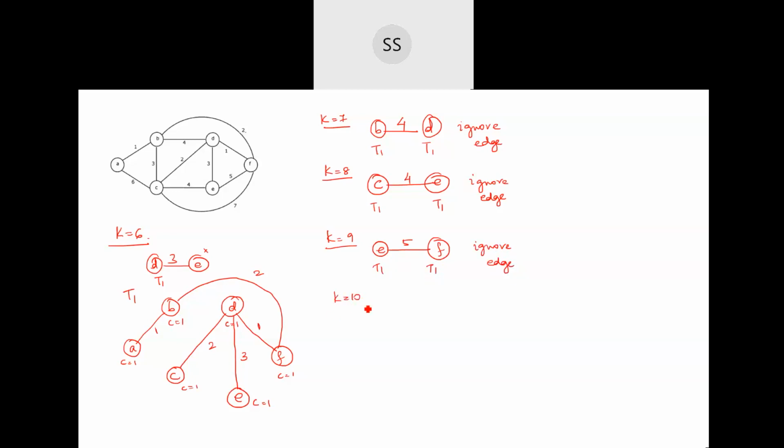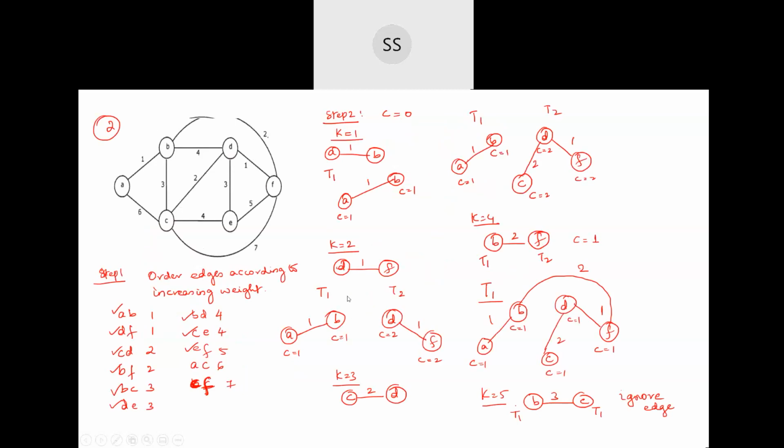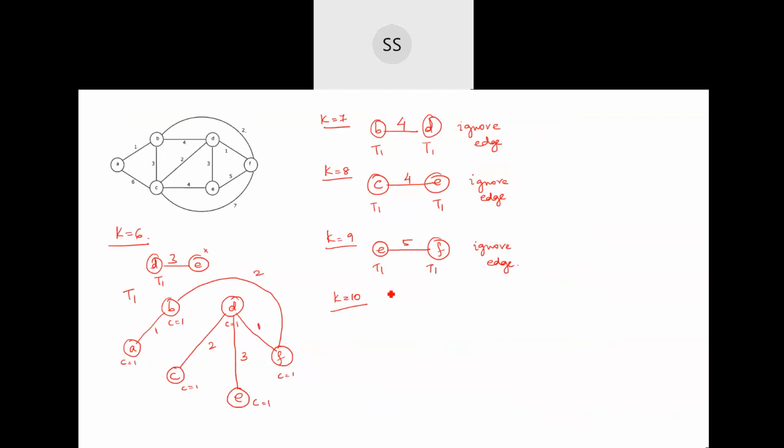Now let us take the next edge, that is k equal to 10. It is AC. When I take A and C, what is the connection value? It is said to be 6. A belongs to T1 and C also belongs to T1. So I can simply ignore the edge because both of them are already there in my tree. And if I connect it, what is going to happen? A cycle is going to be formed and trees cannot have a cycle. That is why we don't consider it.